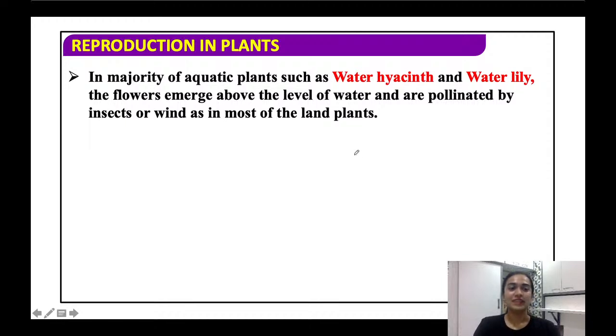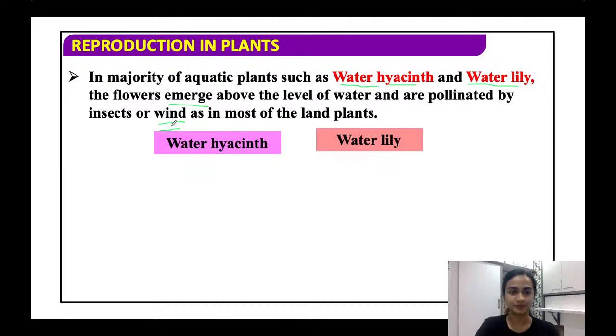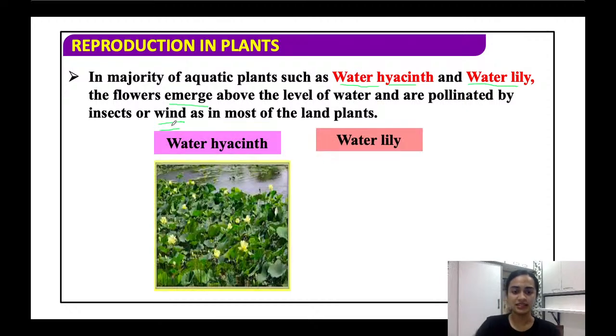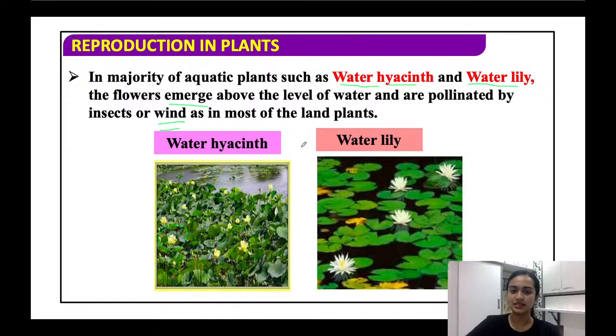Moving forward, in the majority of aquatic plants, as I told you, especially water hyacinth and water lily, what happens is that it will emerge above the level of the water and hence it will be pollinated by wind as discussed. Water hyacinth comes to the surface, and when it comes to the surface, it is the wind that will cause the pollination. And this is an example of water lily.